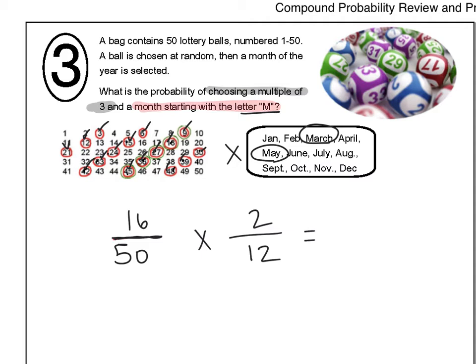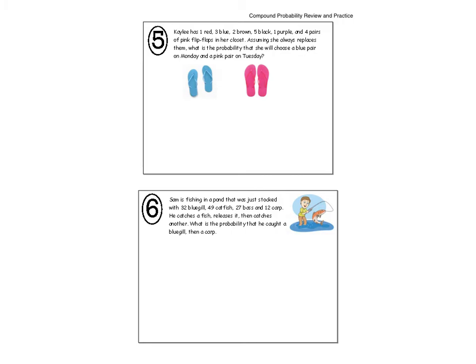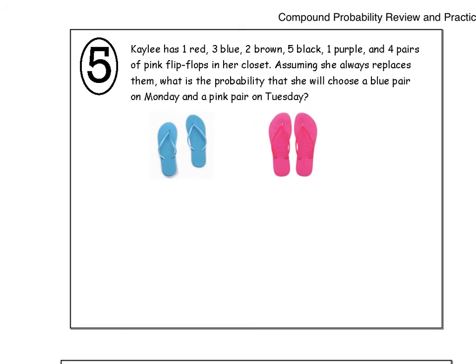All right, and then you would multiply straight across. 16 times 2 is going to give us 32, and 50 times 12 is going to give us 600. So I'm just going to multiply. I could do my reducing and reduce my fraction, but I'm just going to divide. 32 divided by 600 will give me 0.053, which will equal 5.3%. All right, so let's get another couple set up, and then you'll finish solving.